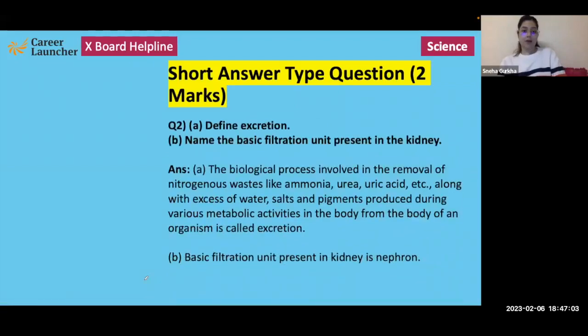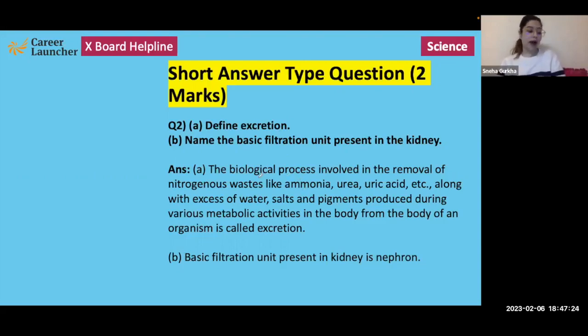Next 2-marker question, again, has been broken down into 2 parts. The first part of the question is, define excretion. The second part is, name the basic filtration unit which is present in the kidney. So let's answer the first part.